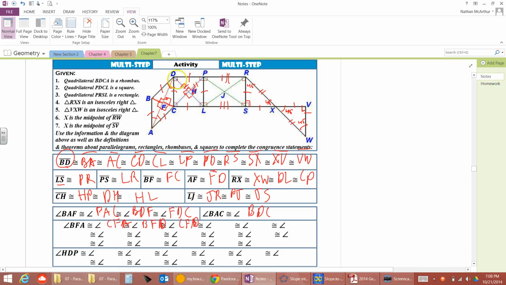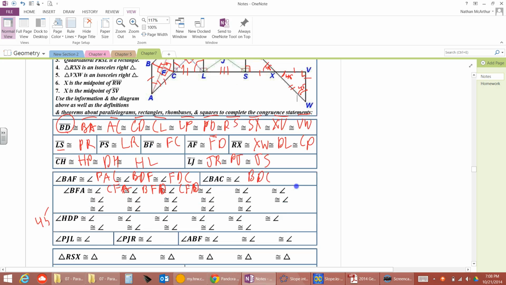All right, so now it says HDP. Here's HDP is this angle here. Now these ones are all your 45s. Okay, that's going to be each half of these. That's 1, 2, 3, 4, 5, 6, 7, 8 of them. Then you got this is 9, 10, 11, and 12. So there's going to be a total of 12 45-degree angles in this picture.